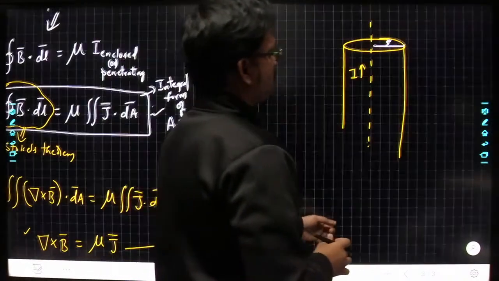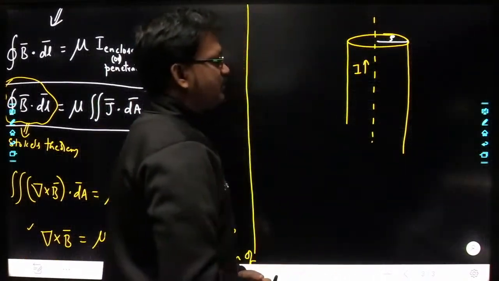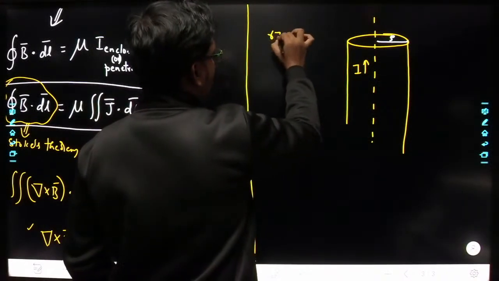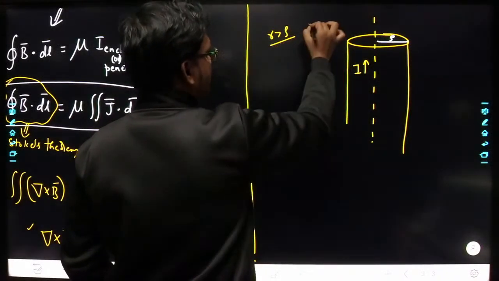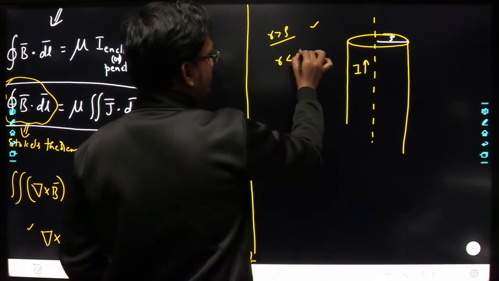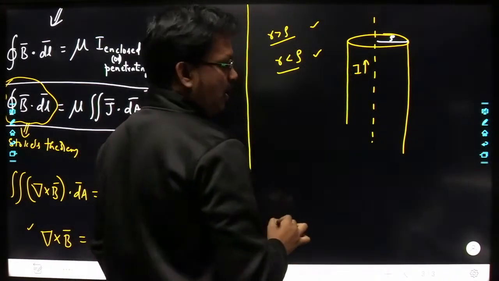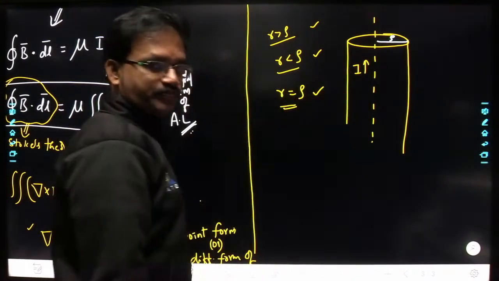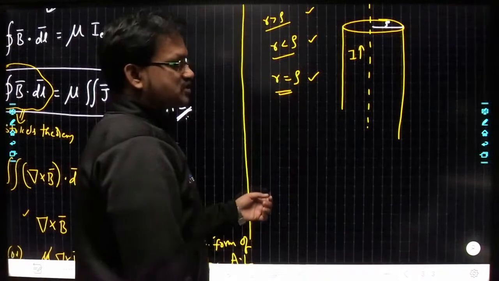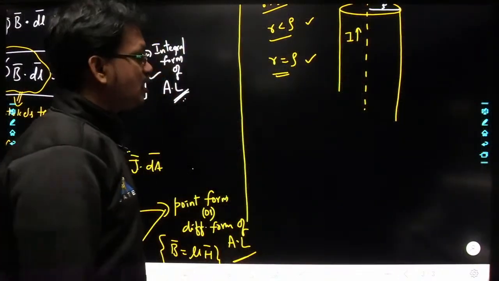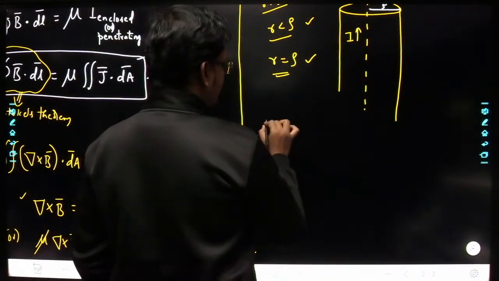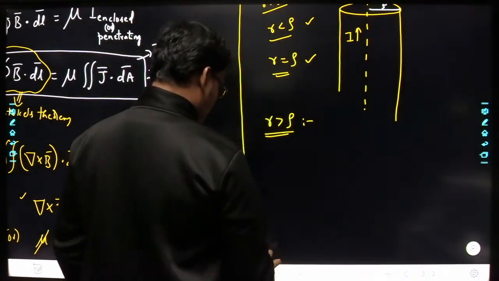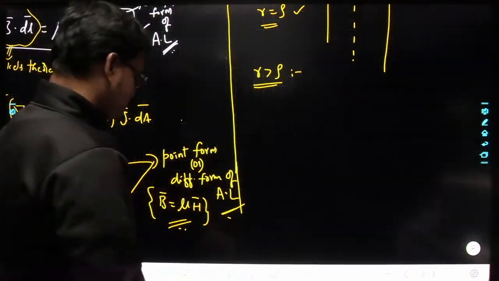In this case we tried to determine the B field in all the regions: for r greater than rho, for r less than rho, and for r equal to rho. What are the expressions we got? The B field outside the cylindrical wire, that is for r greater than rho, what is the B field we got?